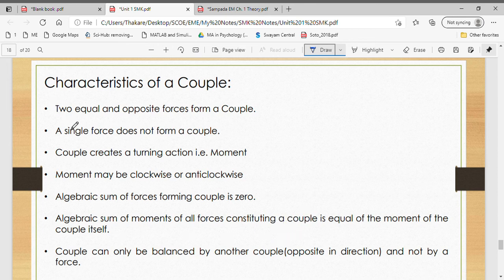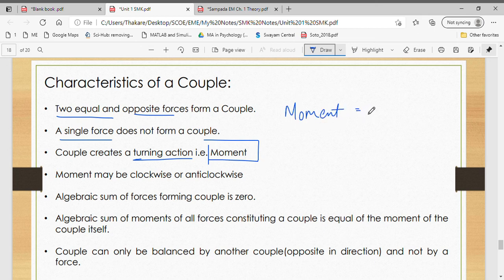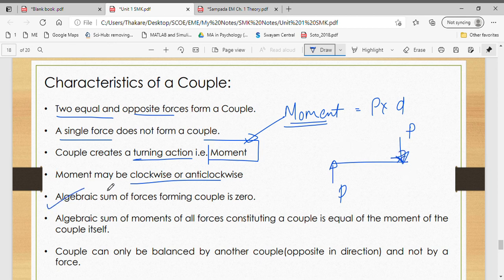The first characteristic is that two equal and opposite forces form a couple, as discussed. One single force cannot form a couple. A couple creates a turning action, that is your moment. That is why we also call it the moment of couple. What we called M, P into d, that M is the moment of a couple. So a couple can be clockwise or anti-clockwise. The algebraic sum of the forces of a couple is 0 because we are applying two forces of the same magnitude but in opposite sense, so their summation will be 0.